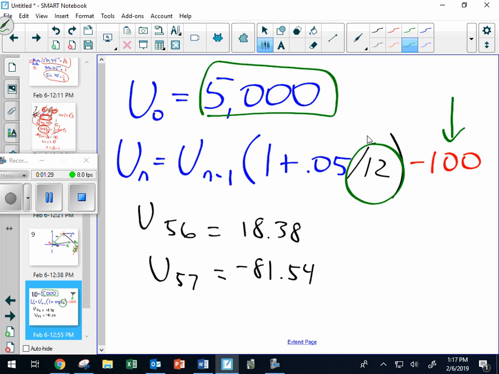All right, so we checked this out, and we went to U sub 56 on our calculator and U sub 57, and we found that here we still owed $18.36. But then all of a sudden it did this. That means after one more payment, right? How much are the payments again? $100. We make one more payment, and then all of a sudden, what's this negative number?